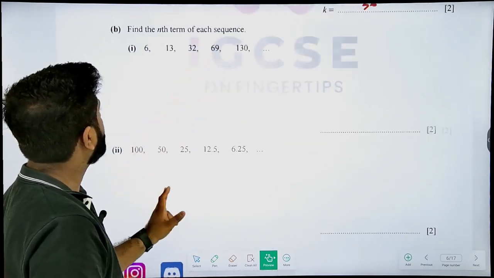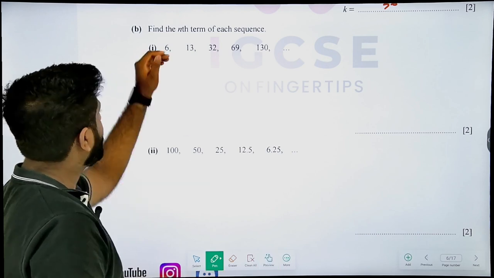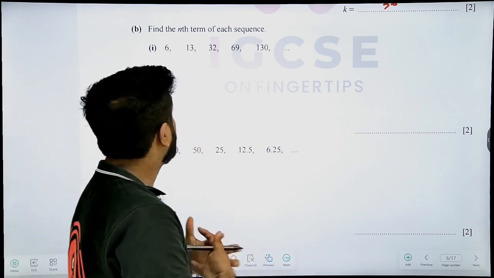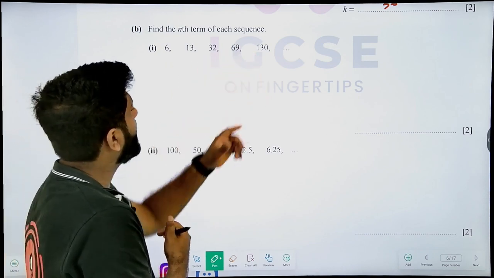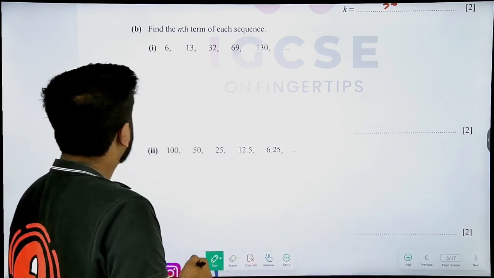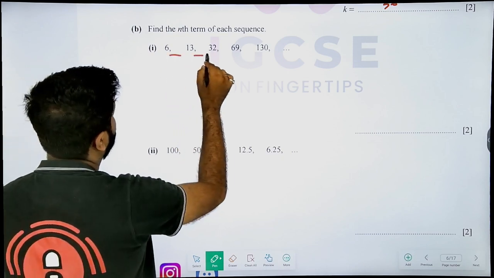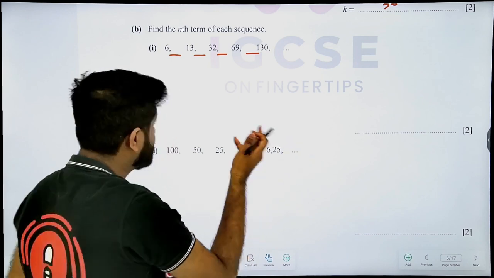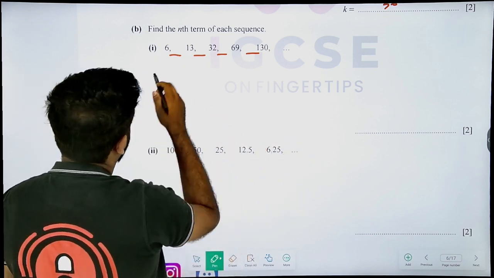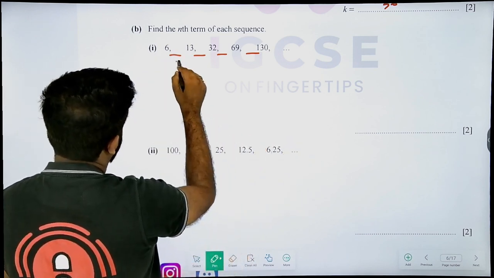Now I have one more sequence. Find the nth term of each sequence. The sequence is 6, 13, 32, 69, 130 and so on. Let me take the difference first. The difference of the first two is 7.